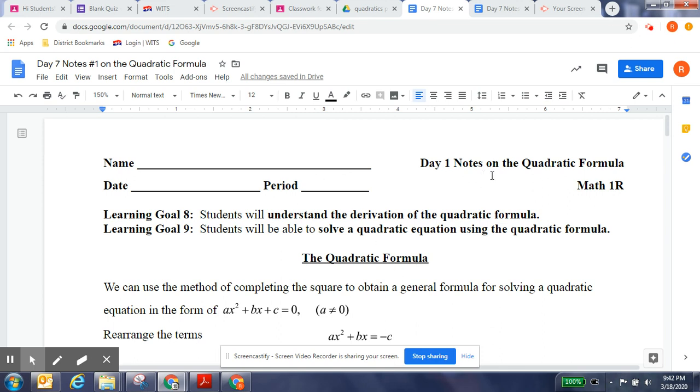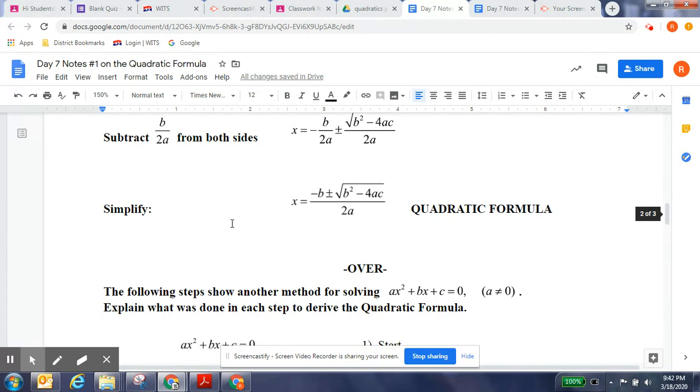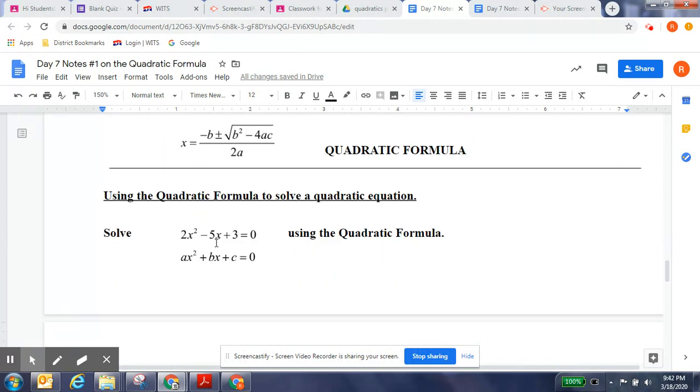I'm on page 29, day 1 notes of the quadratic formula. I'm going to skip over all of this information and talk about it in an email to you or on my Wits Notes page because I only have 5 minutes in the Screencastify free version.